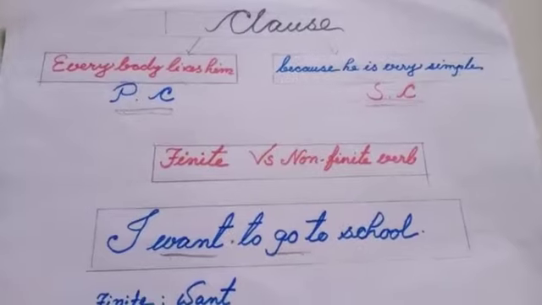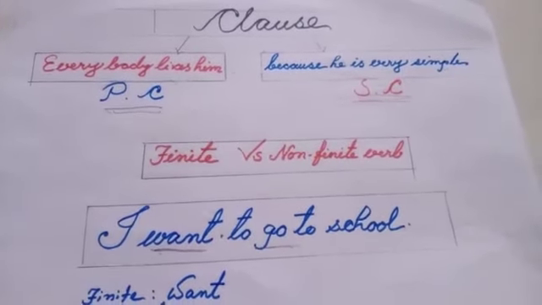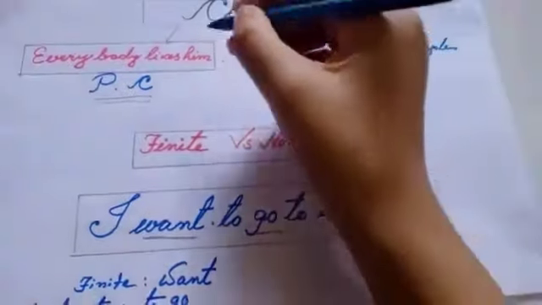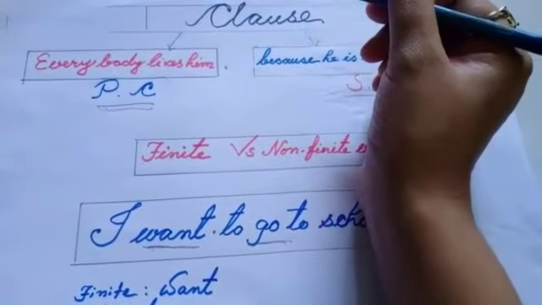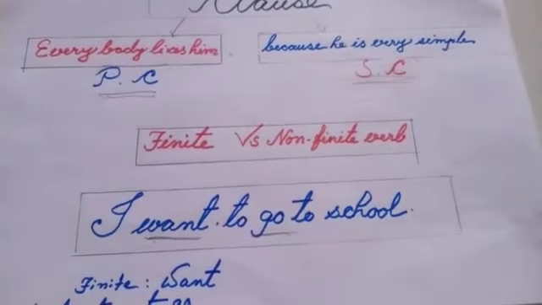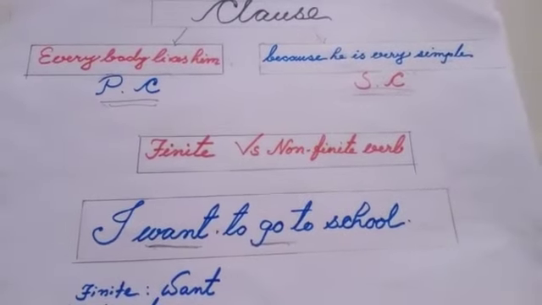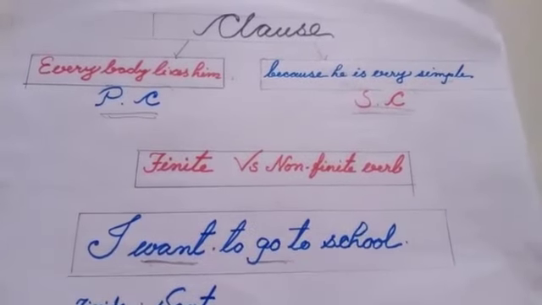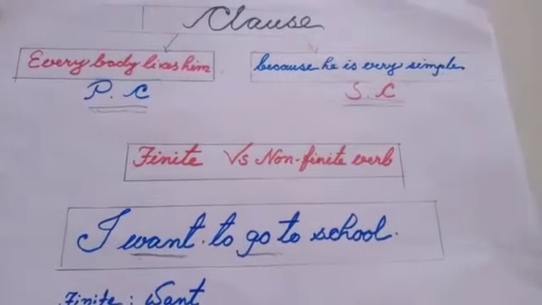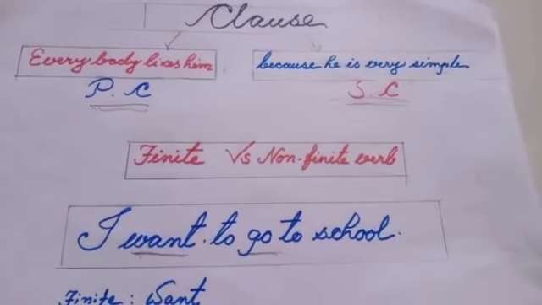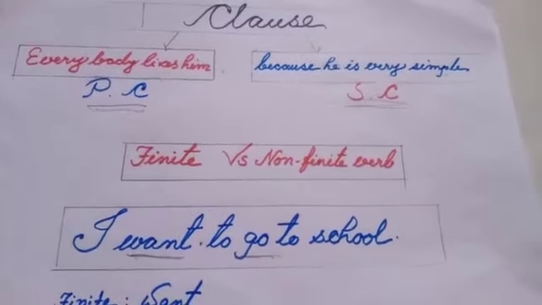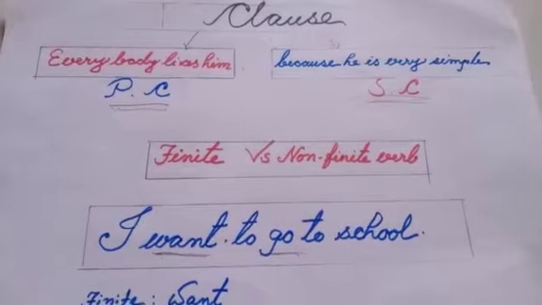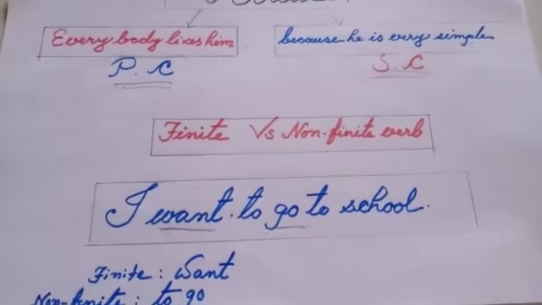So let's read the line again. Everybody likes him because he is very simple. Here, if I put full stop here, that everybody likes him, it will give you a full meaning, right? So it is principal clause. But if I say only because he is very simple, it won't give you any kind of meaning. I mean, it can't express the meaning properly, right? So you have understood.